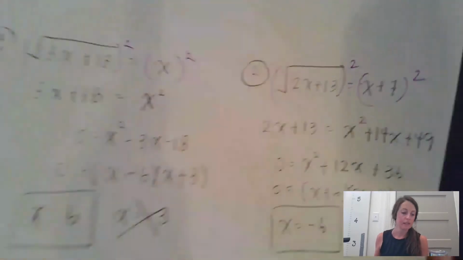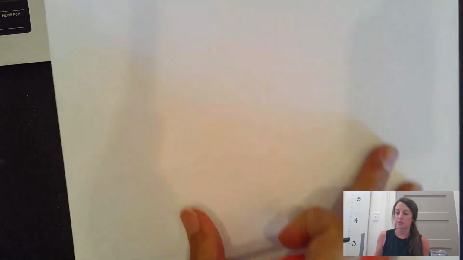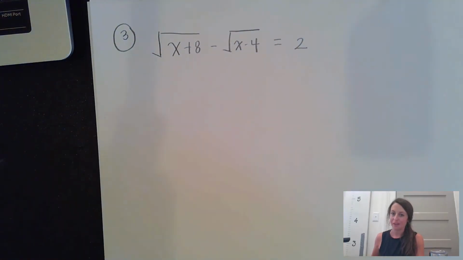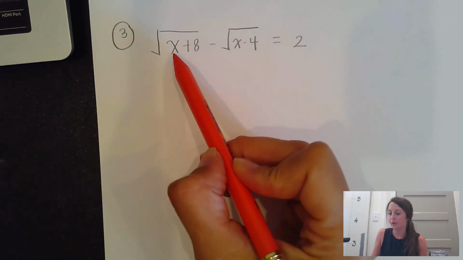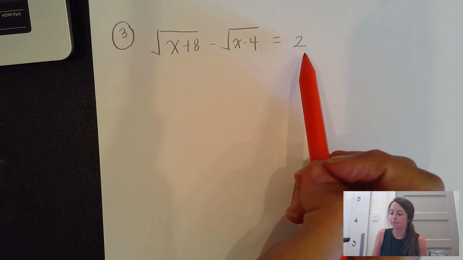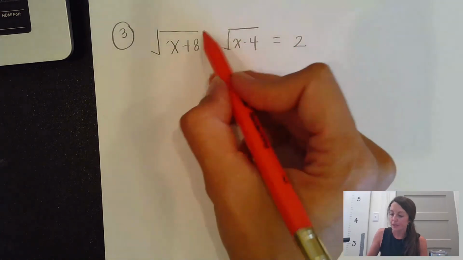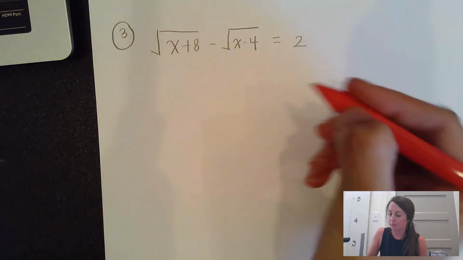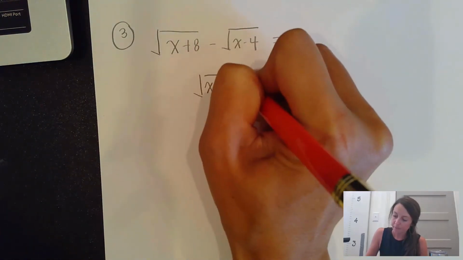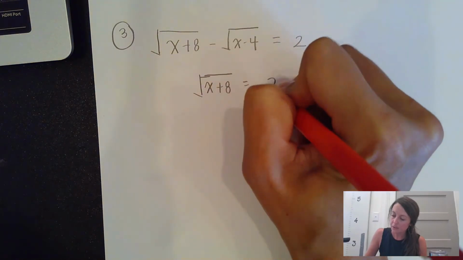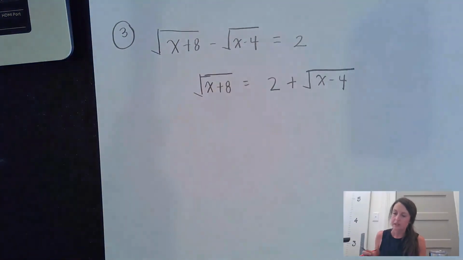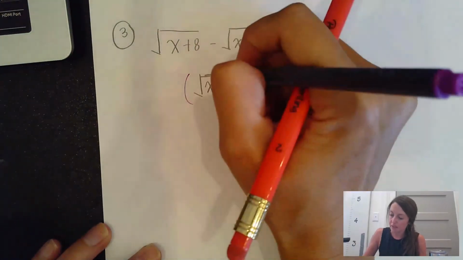All right, let's look at this one. I told you this one was just extra practice, but let's go ahead and work through it. So this was the square root of x plus 8 minus the square root of x minus 4 is equal to 2. I want to isolate a radical, so I'm just going to isolate the square root of x plus 8. So I'm going to have the square root of x plus 8 is equal to 2 plus the square root of x minus 4. Then I will square both sides here.